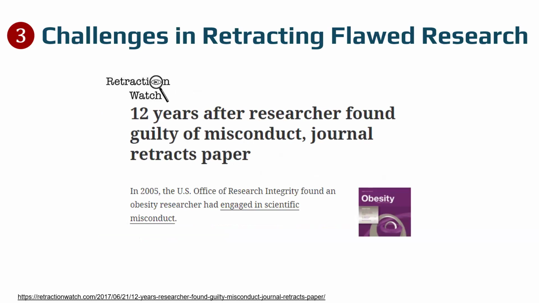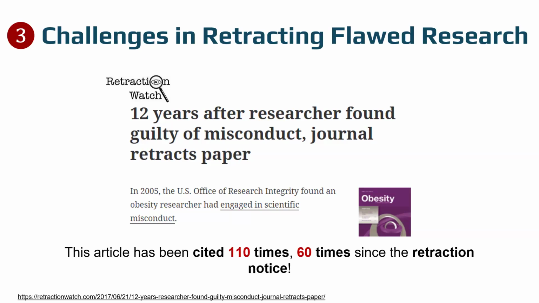It has a lot of news about the articles that are getting retracted. So, for example, it said that one article took 12 years after it was found that it has an issue, and the researcher that made this article was accused or guilty of misconduct. It took the journal 12 years to retract this article. And this article has been cited 110 times, 60 times since the retraction notice.